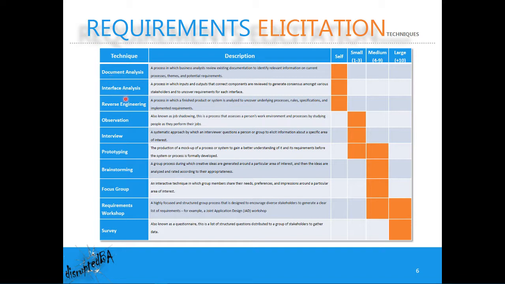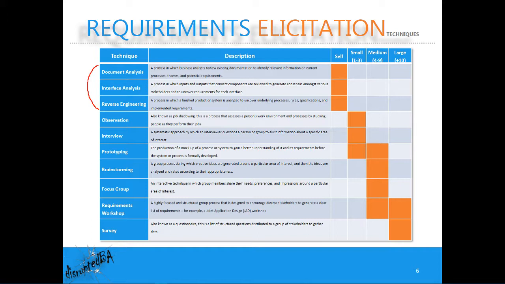So as I mentioned, this first 3 is normally something that you do by yourself. Document analysis is obviously where you read and do research on current processes, themes, and systems. The same with interface analysis, where you look at how components interface with each other, and then reverse engineering to see how something existing actually works. So these 3 are typically something that you would start out with.